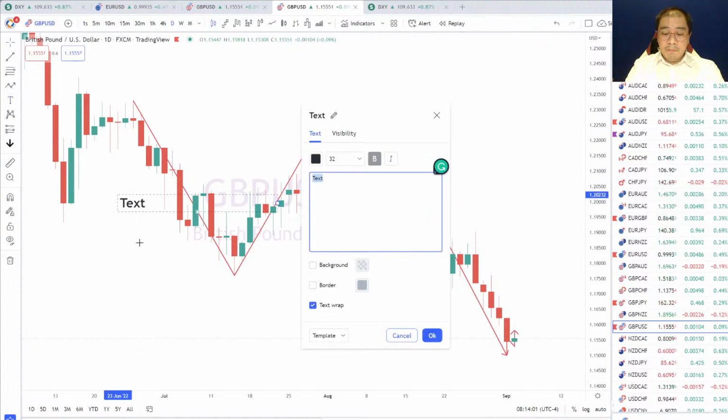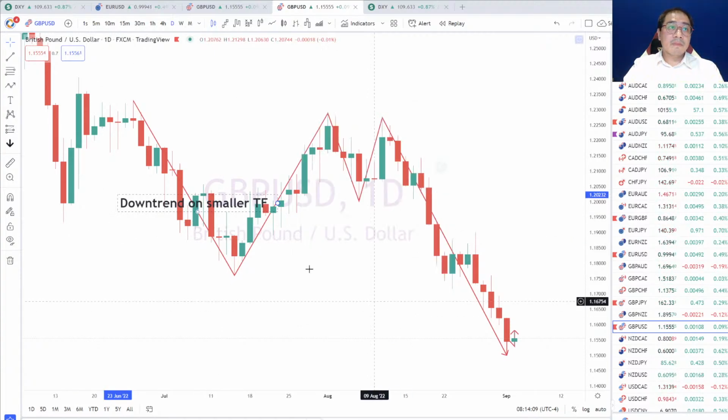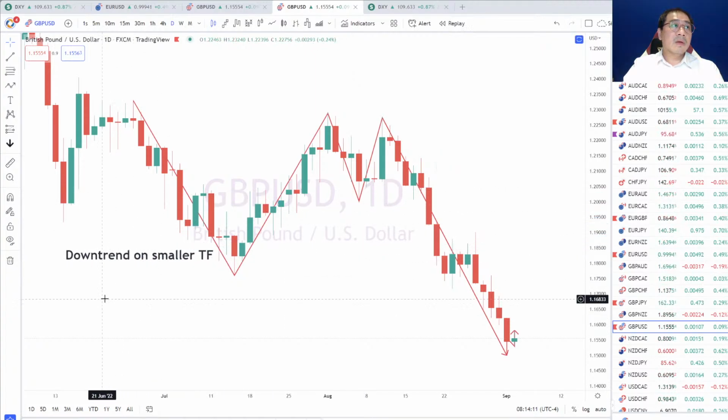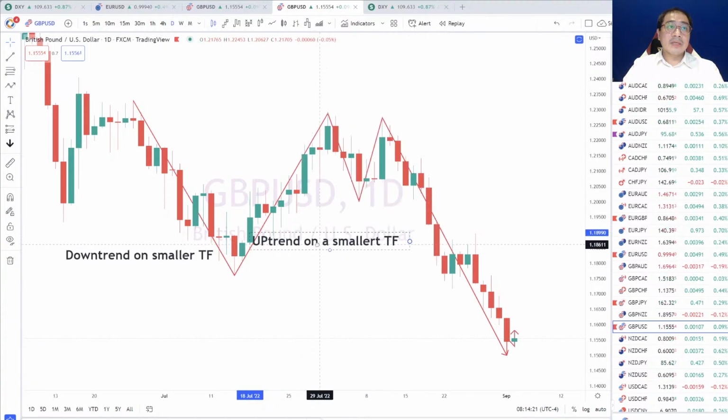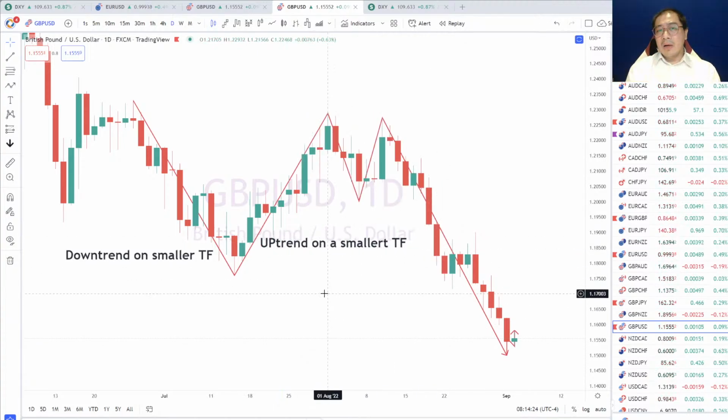So, downtrend on a smaller TF, right? That's the move down. And then we are going to have an uptrend on a smaller TF for this one. Make sense? When we talk about trends, you need to be really careful. When we talk about market conditions, we need to be really careful, because every time frame is potentially going to identify a different scenario for you.